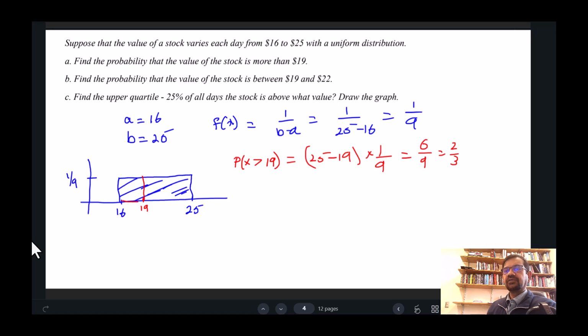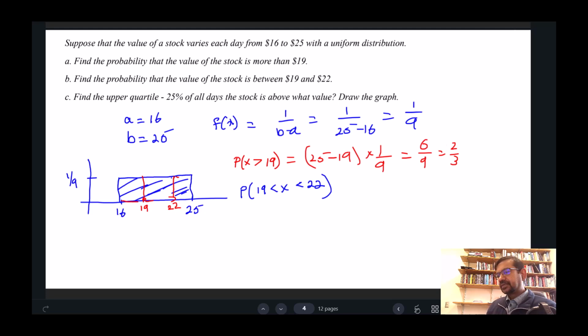So for part 2, we define the value of the stock between 19 and 22, so 19 is less than x, and this is less than 22. Here we could again work on it in multiple ways. We have found the value of the stock more than 19. 22 would be somewhere here. So we can again find the width of this interval, and this interval's width is 3, and we can multiply it by the density function.